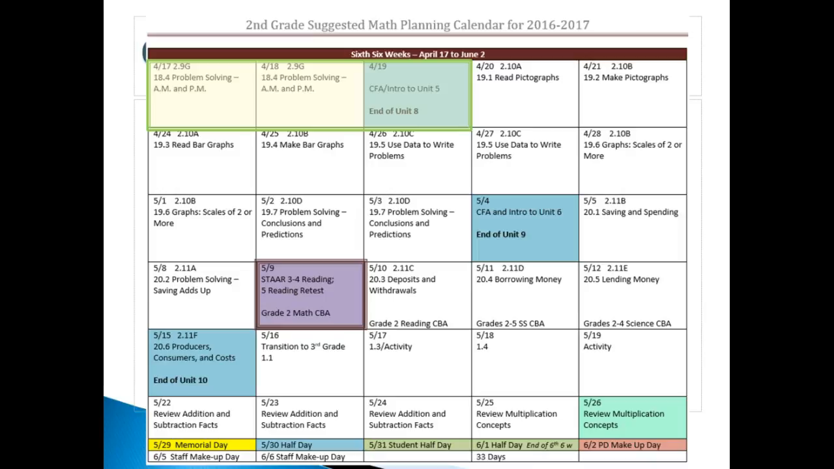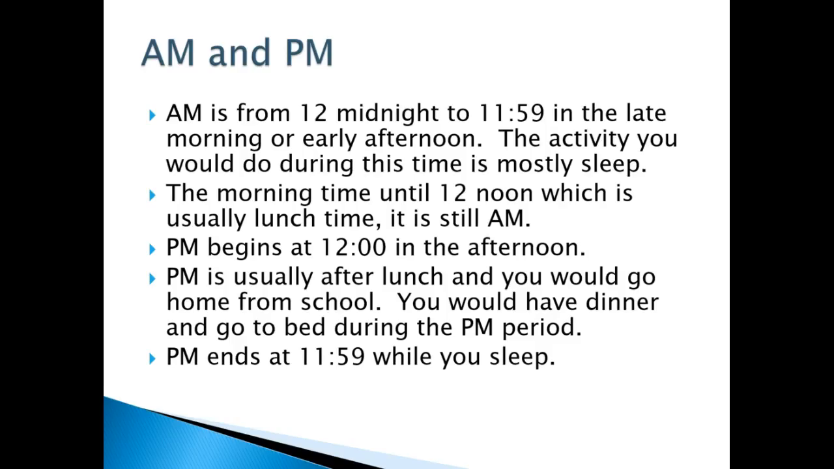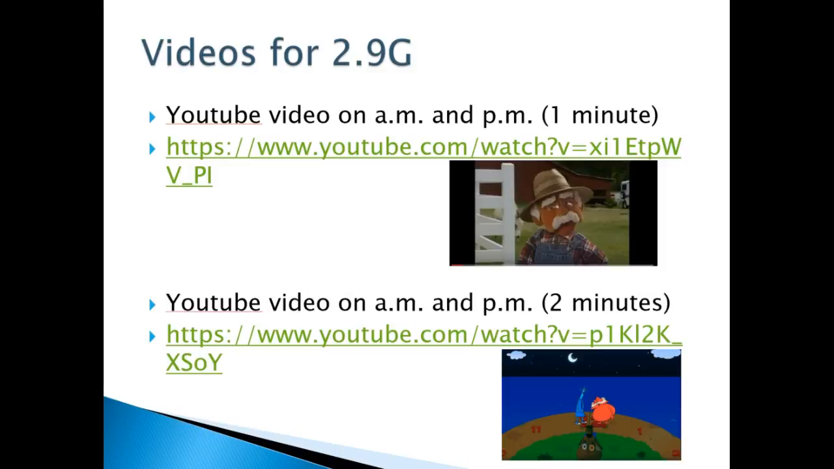So for 18.4, going over time, 2.9G, you're going to read and write time to the nearest 1 minute increment using analog and digital clocks and distinguish between AM and PM. And that last part is what you're going to be working on, distinguishing AM and PM. So here are a few points that you might want to share with your kids, as well as a few videos that might help the kids understand AM and PM.